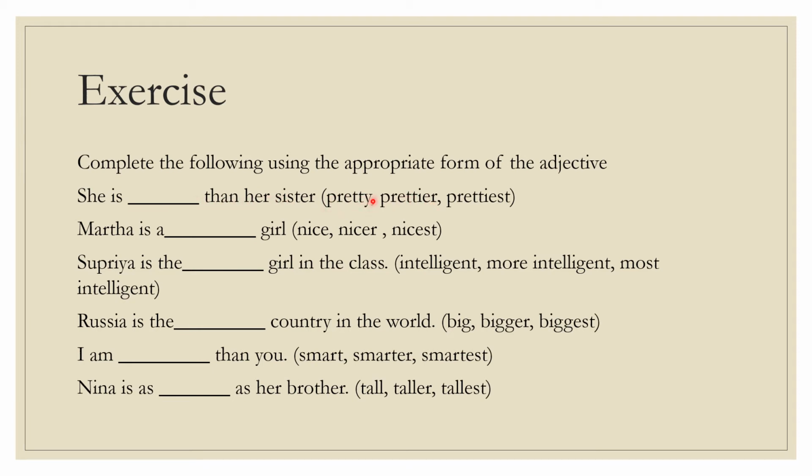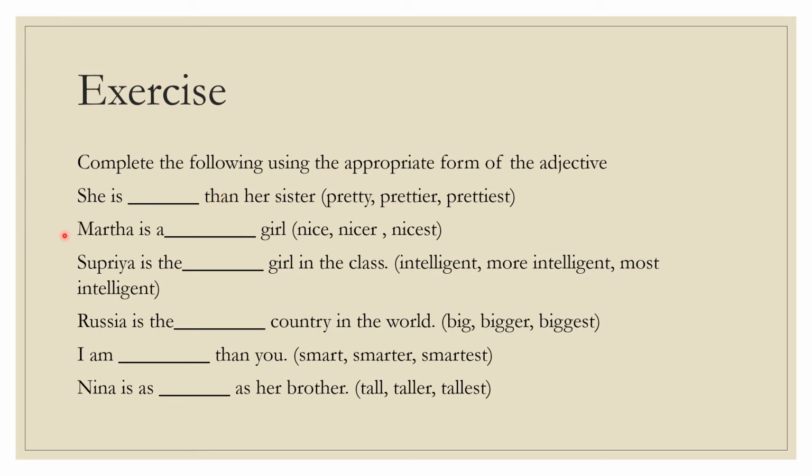You see the Y changes to I and you add ER to form the comparative. Again, Y changes to I and EST to make the superlative. But here the correct form of adjective is prettier. She is prettier than her sister. So prettier is in the comparative degree, followed by than.